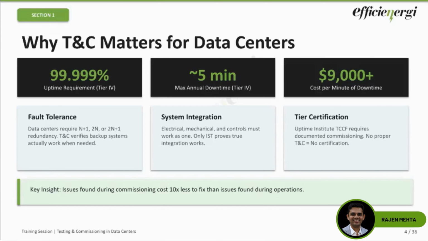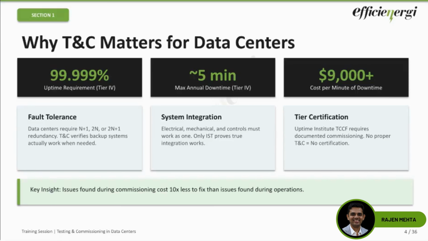There's a thumb rule, if I would say: an issue found in L1, that is at the factory level, may cost you just notionally say 100 rupees to fix. The same issue found in L5 will cost you at least 100x. It might cost you 1 lakh rupees if that issue is found during the L5 stage. And during operations, even 10x more you can consider. So that is why systematic commissioning matters a whole lot.